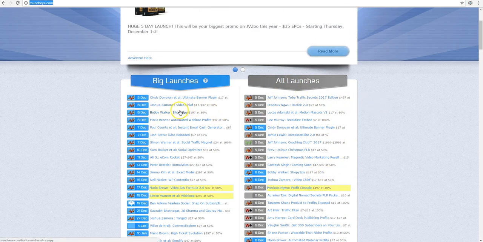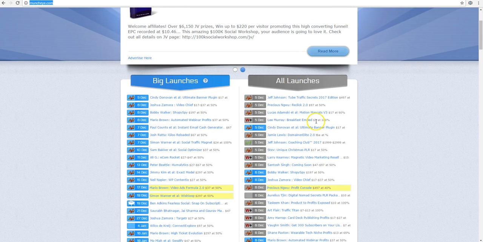So the products we're going to find are products priced between $7 and $17. Like this one, $7. Why $7? Because this can easily convert. It's not a threatening price. People can easily buy it for $7. Plus, they are guaranteed a 30-day money back guarantee if they're not satisfied, which is really awesome.